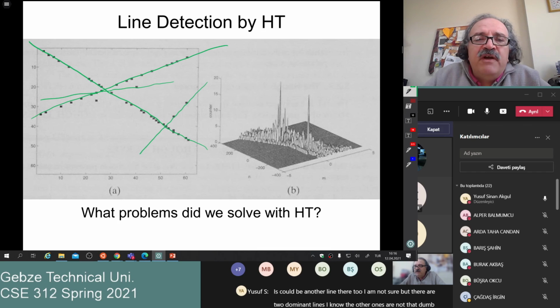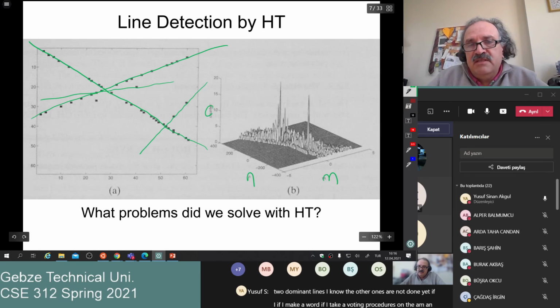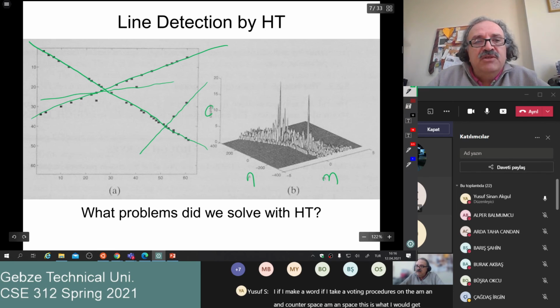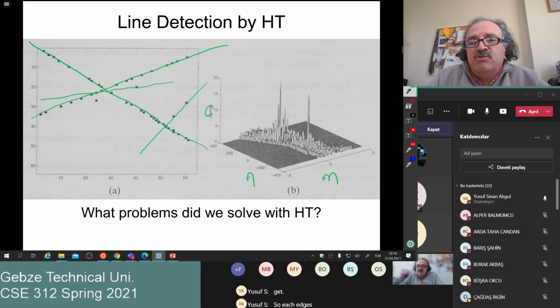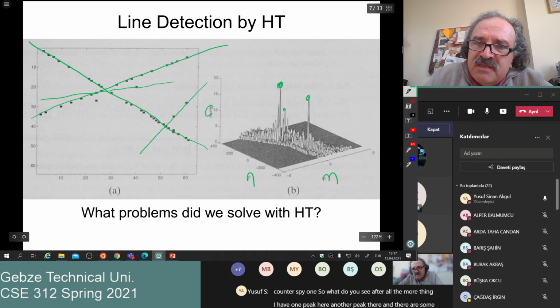If I take a voting procedure on the M, N counter space, this is what I would get. Each edge is drawing a line in the space, and it is incrementing the counters by 1. So what do you see after all the voting? I have one peak here, another peak there, and there are some noise kind of peaks.